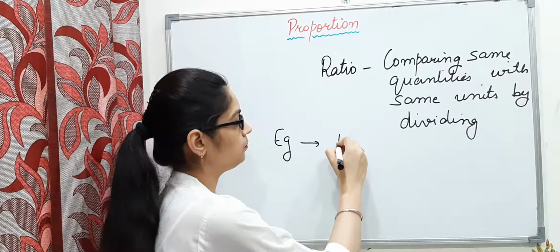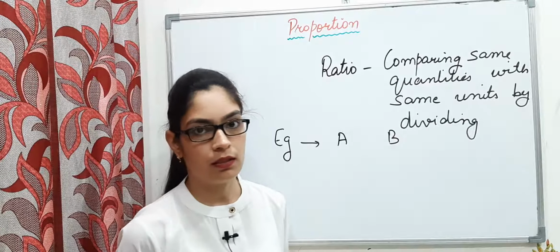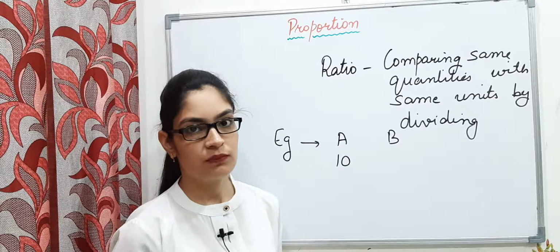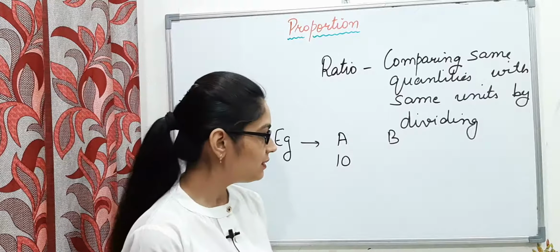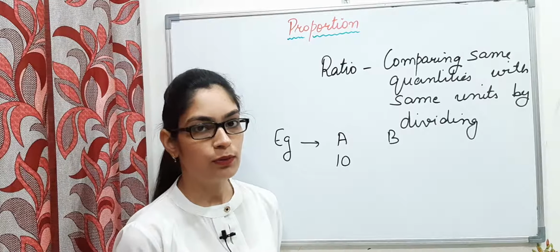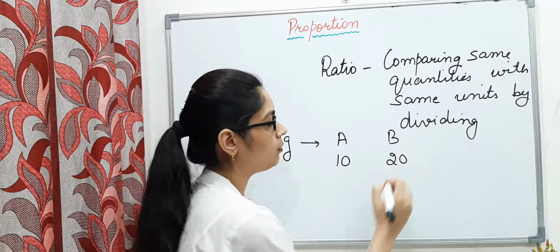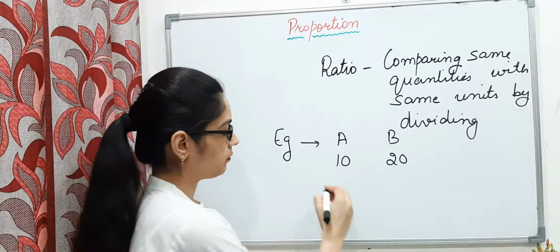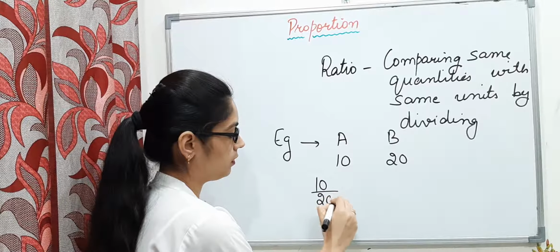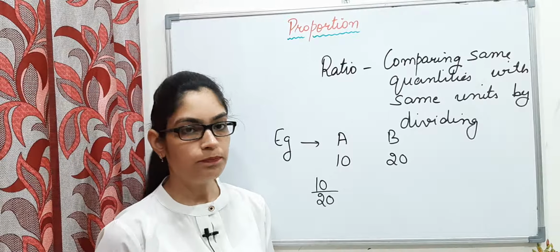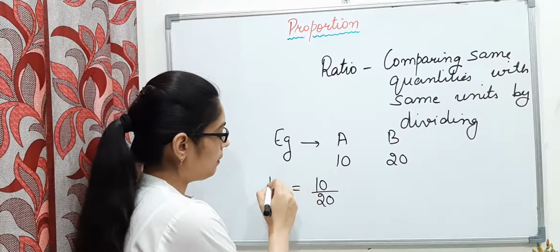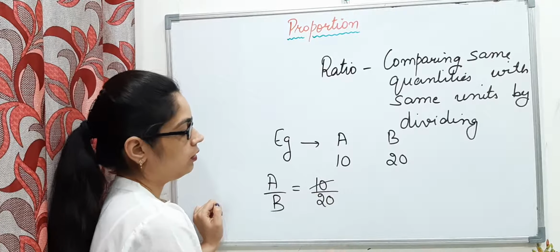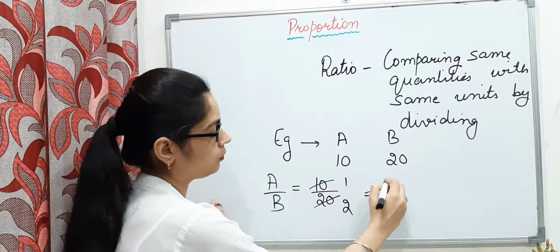Two students are there, student A and student B. Student A got 10 marks in maths test. Since we are doing maths, so I'll take the example of maths. Student A got 10 marks out of 20 and student B got 20 marks out of 20. So if we want to compare, let's divide them. So division we'll do in fraction form. So A by B is 10 by 20, 10 into 1, 10 into 2.